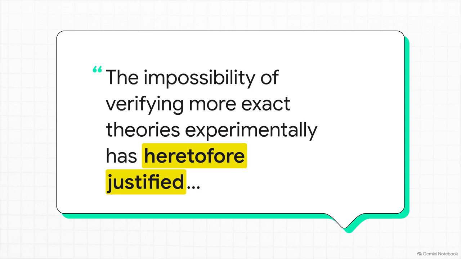Actually, there's a quote from a researcher named Hall that perfectly sums up the utter frustration of this era. He wrote, "The impossibility of verifying more exact theories experimentally has heretofore justified the use of the present horn theory." Basically saying, the real 3D math is just way too hard to prove by hand, so we're just going to give up and keep using the simple, slightly flawed 1919 math. And they did for decades.